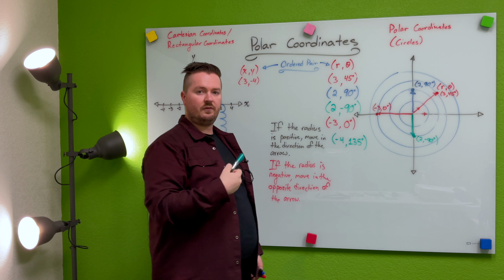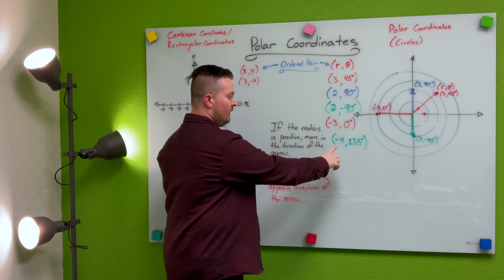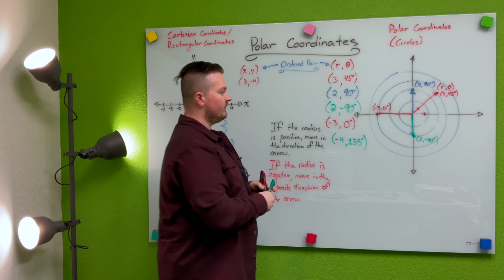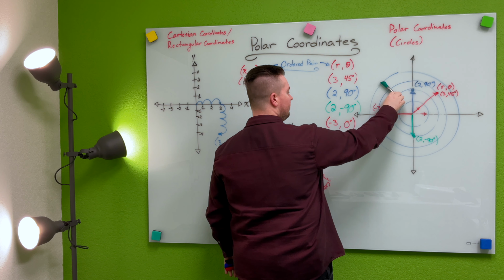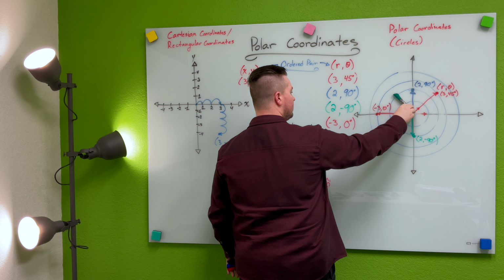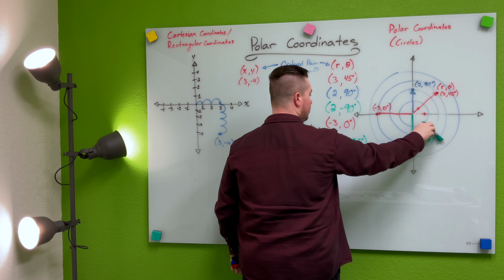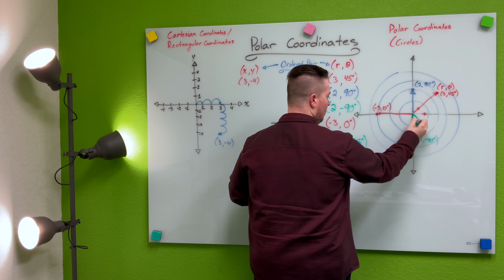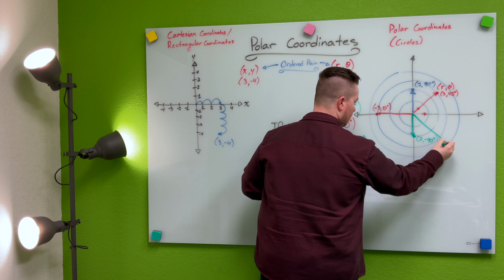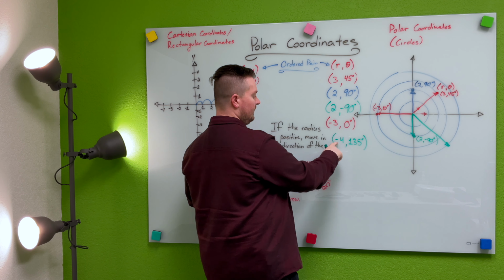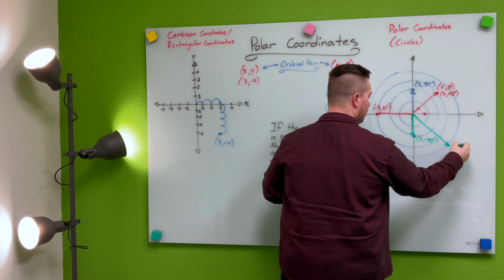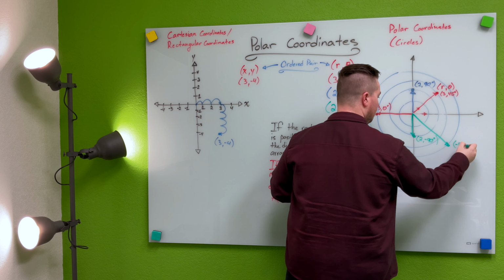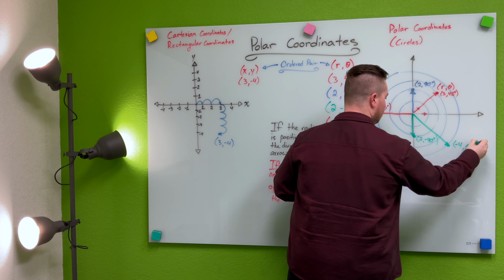What does it mean if the radius is negative? It means we are going to go 4 steps in the opposite direction that we're facing. So we're facing this upper left direction. We need to go the opposite direction, which means we're going to go down and to the right 4 steps. So now we'll do that. We're going to go 1, 2, 3, 4 steps in the opposite direction. So the description of this point can be -4 and 135 degrees.